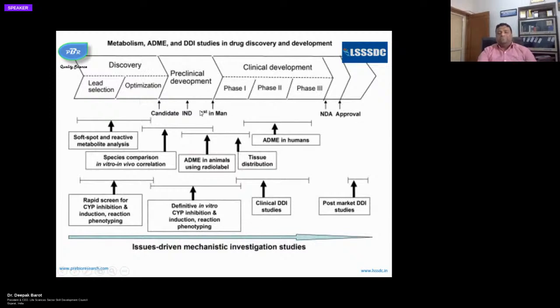So basically, metabolism, ADME, drug-drug interaction studies, all these studies are done at different phases of drug discovery and development, and often they overlap between the phases. So it's not that you just do it once and then it's over. You have to keep doing these studies, and they overlap from your lead optimization, preclinical, to clinical development. Like soft spot and reactive metabolite analysis, you do while lead optimization, in vitro correlation while preclinical development, even ADME in animals and toxicity studies, tissue distribution, all those things in preclinical, and even can continue while you're doing your phase one. And then clinical DDI studies also happen during phase two and phase three studies. So this is the role of metabolism, ADME and DDI studies in drug discovery and development.